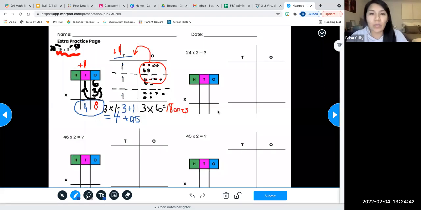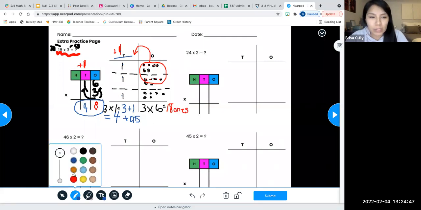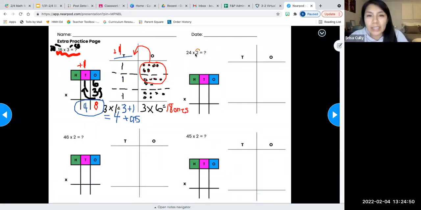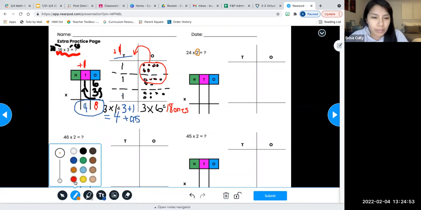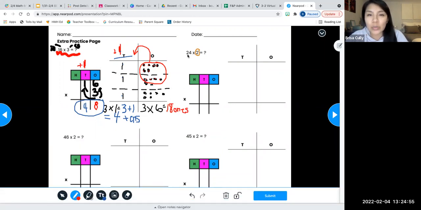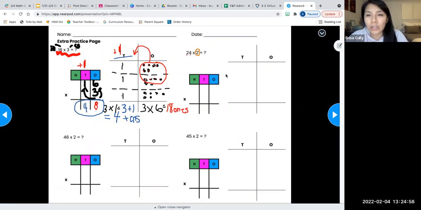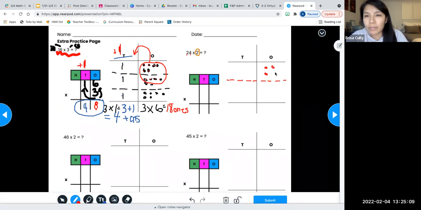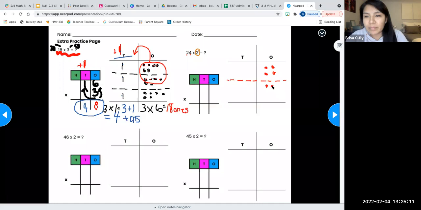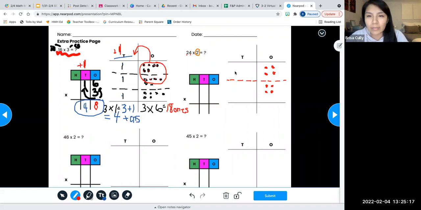Let me reshare. All right, 1 more. 24 times 2. Let me switch to red. I can see that I have, oh, that's yellow, 2 groups. And in each group, there's going to be 4 ones and 2 tens. So first, I'm going to create my number of groups. There's 2, 4 ones in each group. Cool. And then 2 tens.